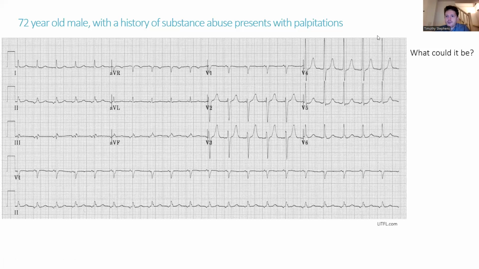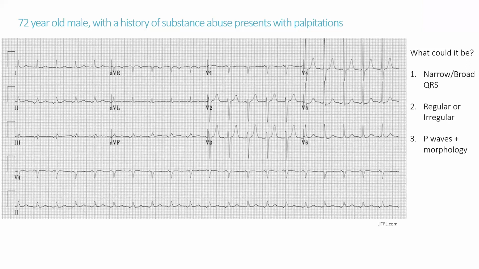We can use our little formula here anyway. This is just to try and help us think about what things are. So is it narrow? Is it broad? It's narrow. Is it regular? Is it irregular? It's regular. Are the P waves present, and what's their morphology? That's why I've added in that morphology, because it really makes you think. There are what look like P waves, but we've established that the morphology is different here.